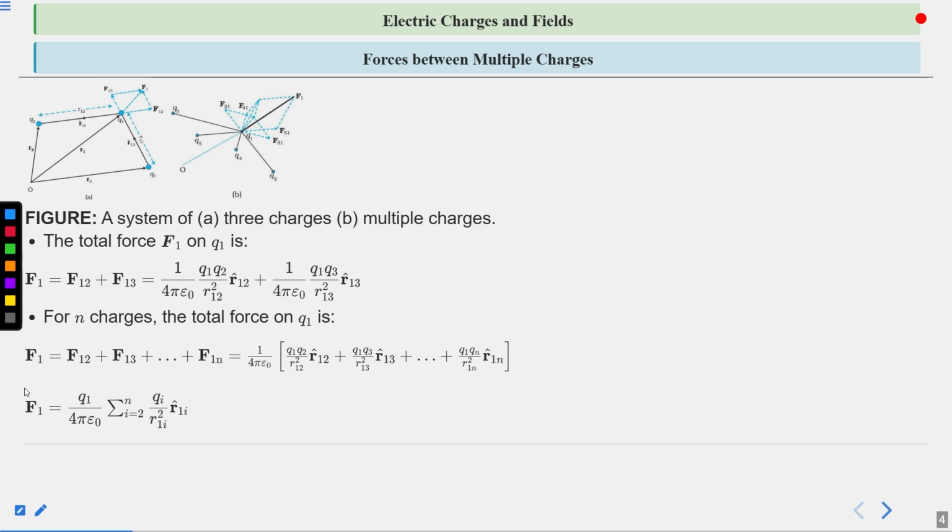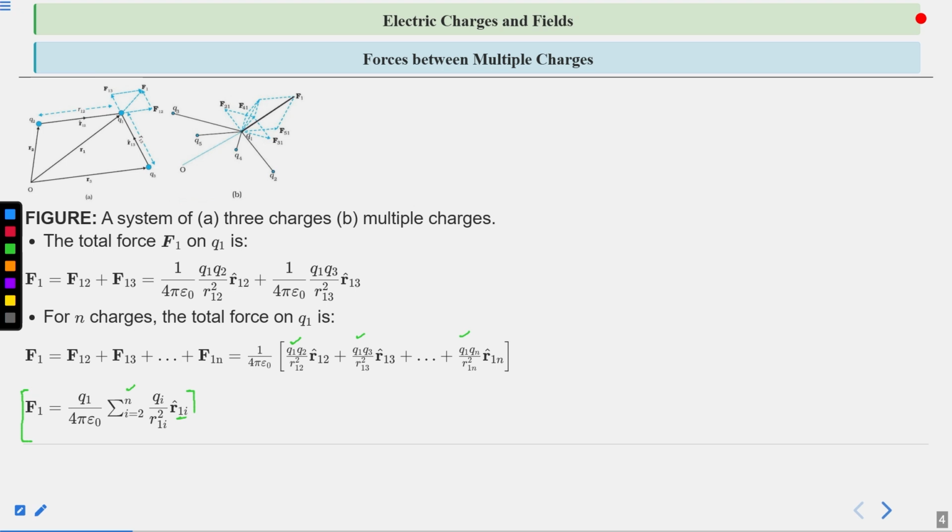Now in simple terms we can write F1 is equal to q1, because q1 is common in every force: F12, F13 and F1n. So q1, q1 and q1. So take q1 common, and 1 upon 4 pi epsilon naught is also common. So it will be q1 divided by 4 pi epsilon naught, summation i is equal to 2 to n, qi divided by r square 1i, r cap 1i.